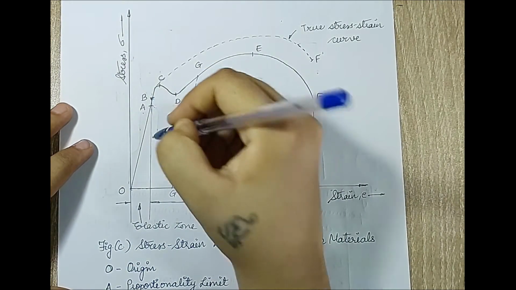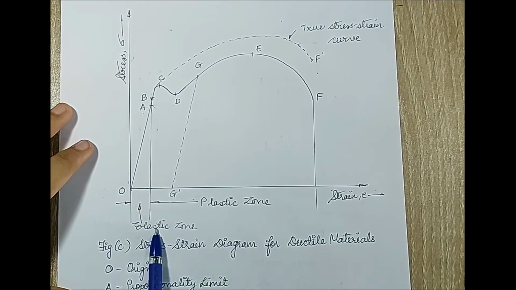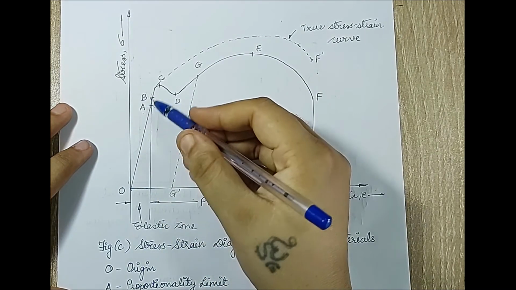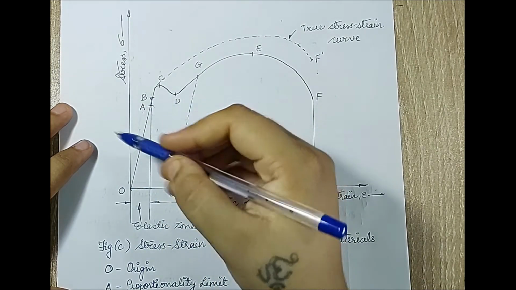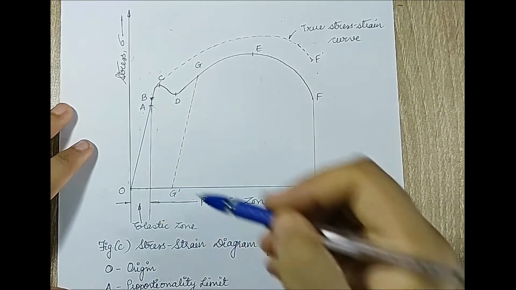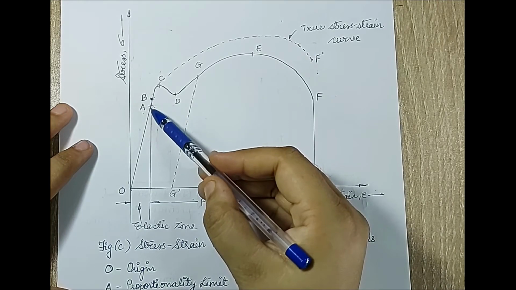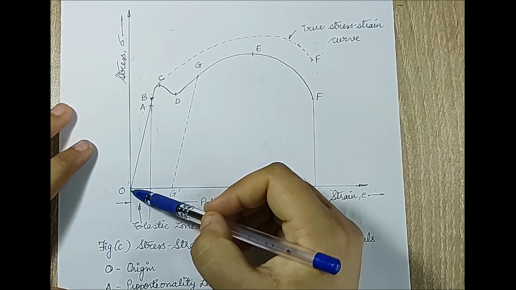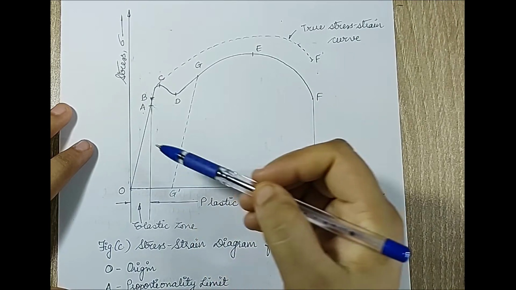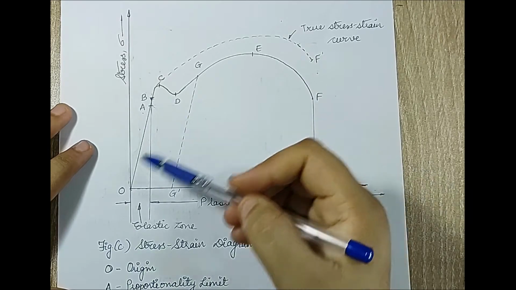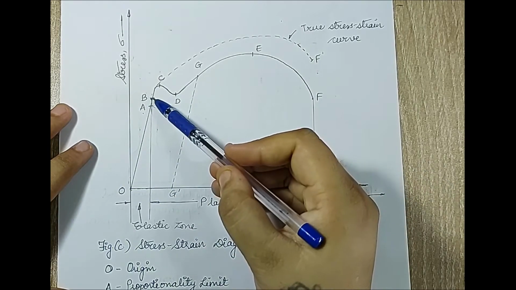This O to B is actually my elastic zone up to the elastic limit B, which means stress increases, strain increases. The moment I bring back the force value to 0, when I reduce the load, stress will slowly reduce and so will the strain, and the body will come back to its original shape and size. Now I will not stop at B. I will obviously apply more load after the elastic limit.